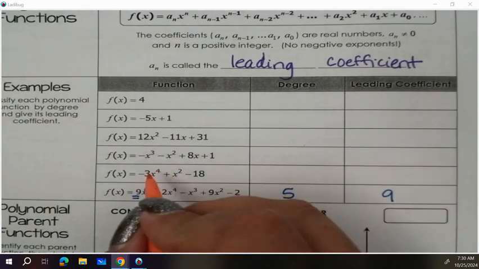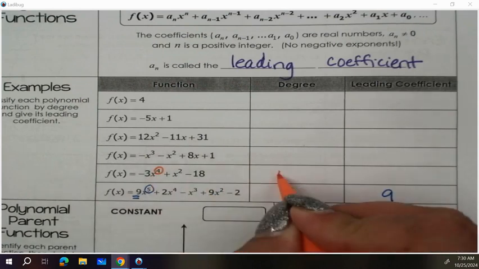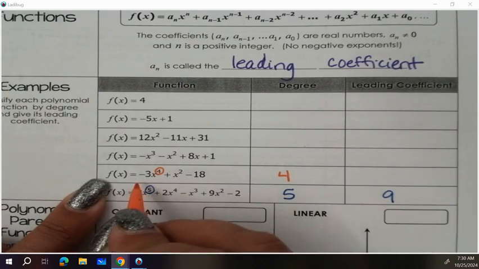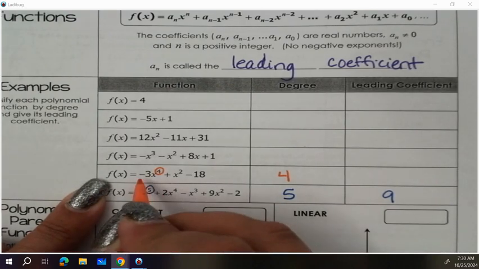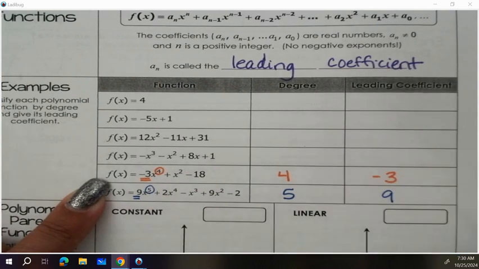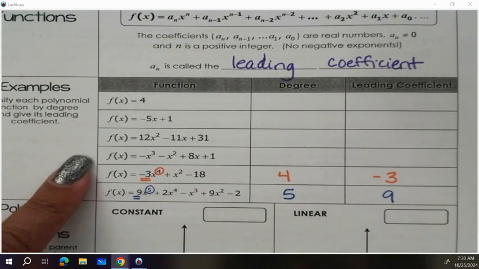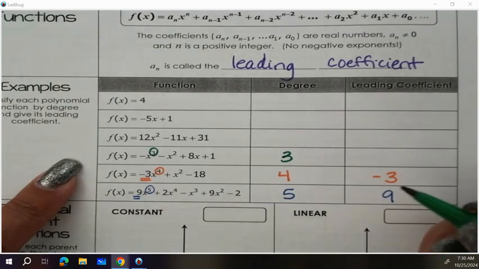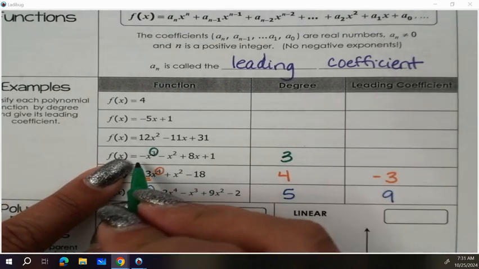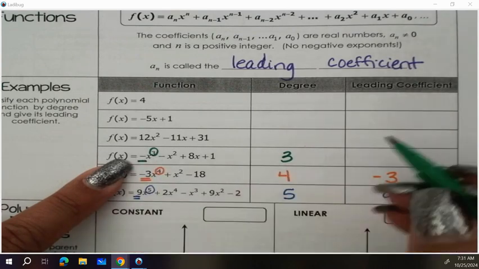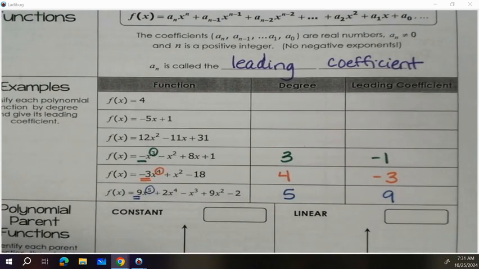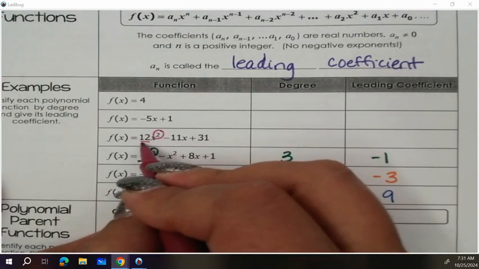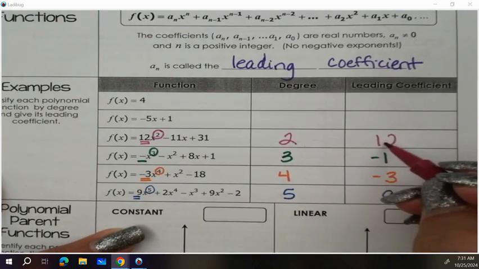So in this one, this is degree 4. It's called quartic. And what's my leading coefficient here? -3. Okay, it's the number in the very front. It is the -3. Okay, working our way up. This one is cubic, degree 3. What's my leading coefficient here? Good, -1. And this is our quadratic, degree 2. That's the biggest exponent. Leading coefficient, 12.